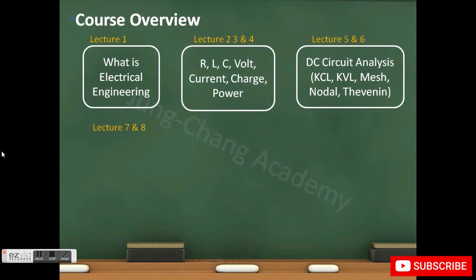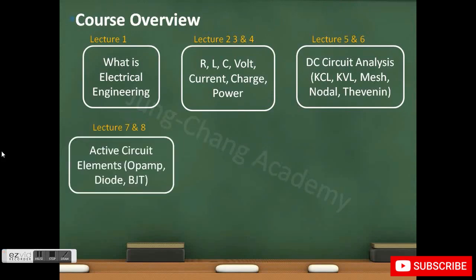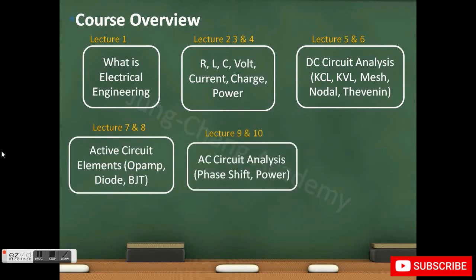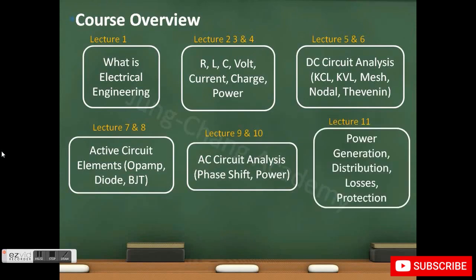In lecture 7 and 8, we will move on to active circuit elements: diodes, transistors, and op-amps. Here you'll learn their characteristics and applications. Lecture 9 and 10 covers AC circuit analysis. It explains why complex numbers exist in AC circuits. Lecture 11 covers information on power generation, distribution, losses, and protection. Here you'll learn the basics of transformers and fuses.